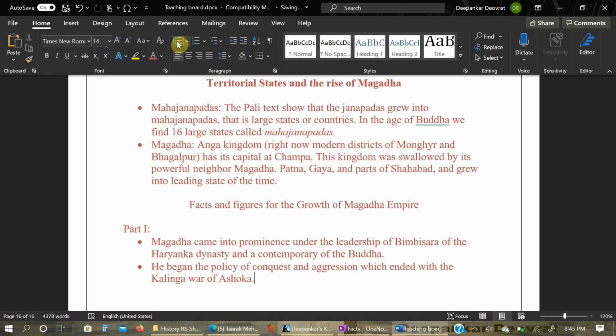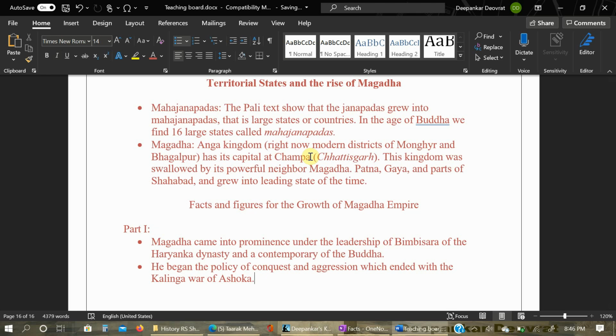Bimbisara acquired Anga, near Bhagalpur, Bihar. I already told about the Anga kingdom. He placed it under the viceroyalty of his son Ajatashatru at Champa. That is, the present place is known as Chhattisgarh.